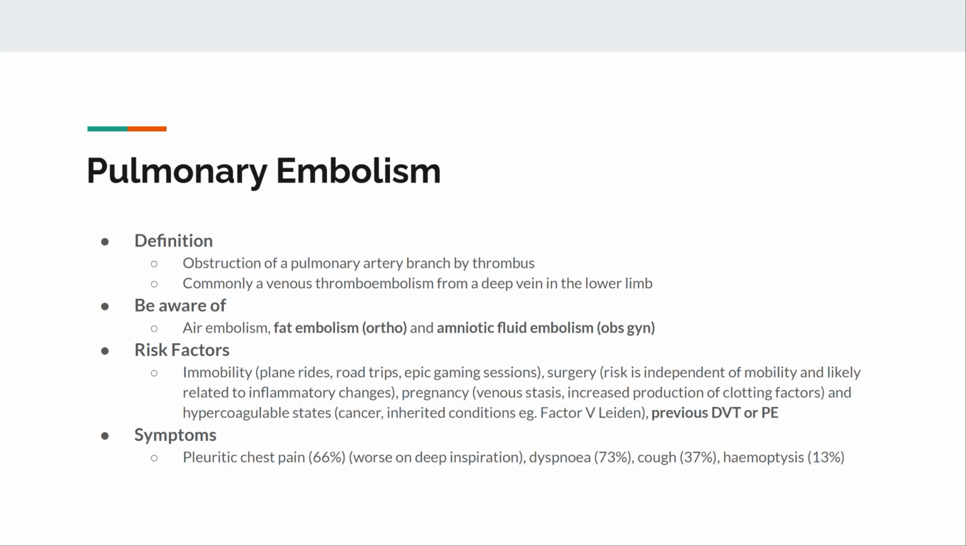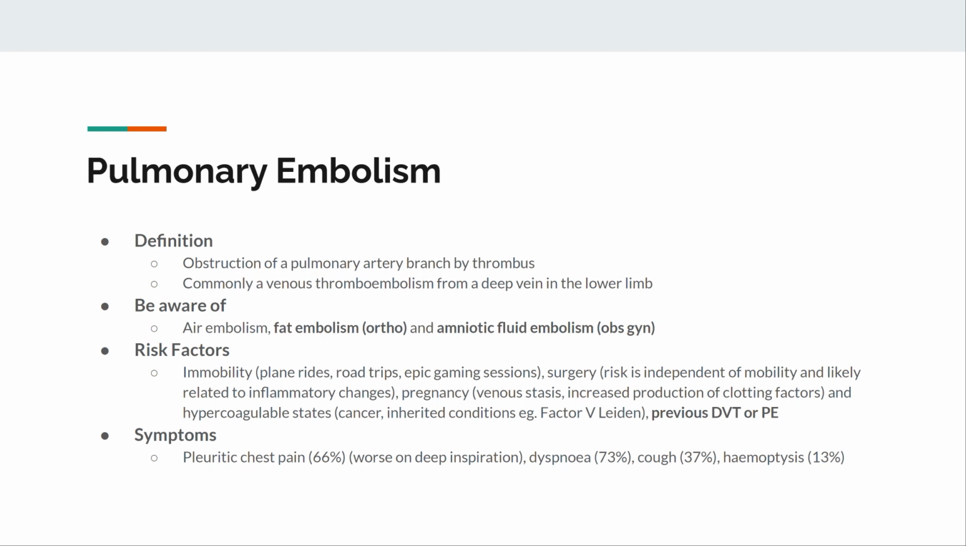You should be aware that there are other forms of embolism, such as air embolism, fat embolism in orthopedics if you fracture a long bone and that fatty marrow gets leaked into the blood, or an amniotic fluid embolism in obstetrics and gynecology related to childbirth with a sudden onset of shortness of breath.